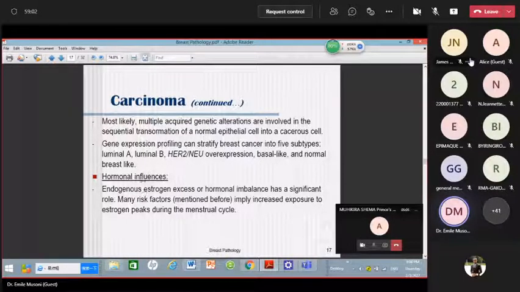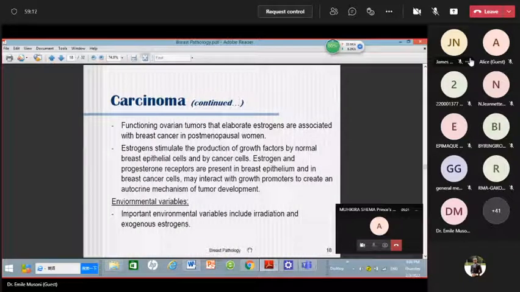In the pathogenesis there are also hormonal influences. Endogenous estrogen excess or hormonal imbalance has a significant role. The hormones estrogen and progesterone have a role in breast carcinoma. Environmental variables like radiation and exogenous estrogen are also involved.